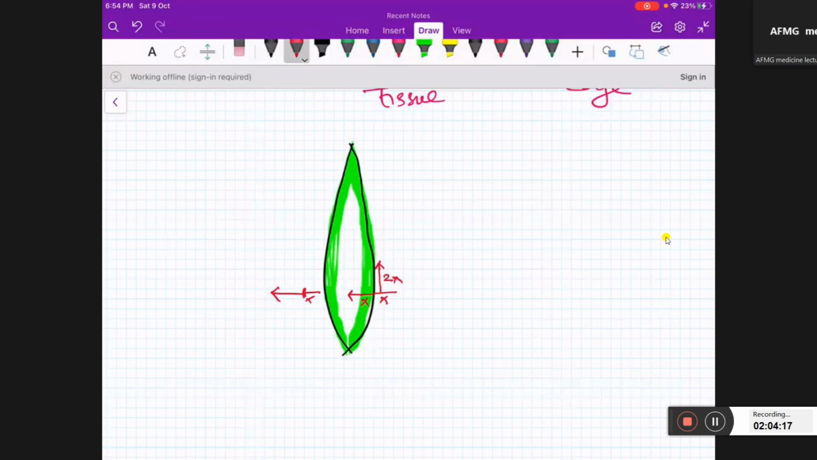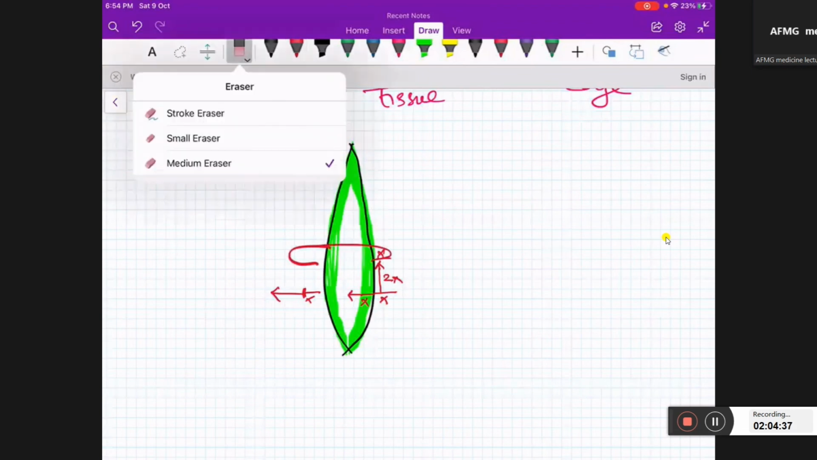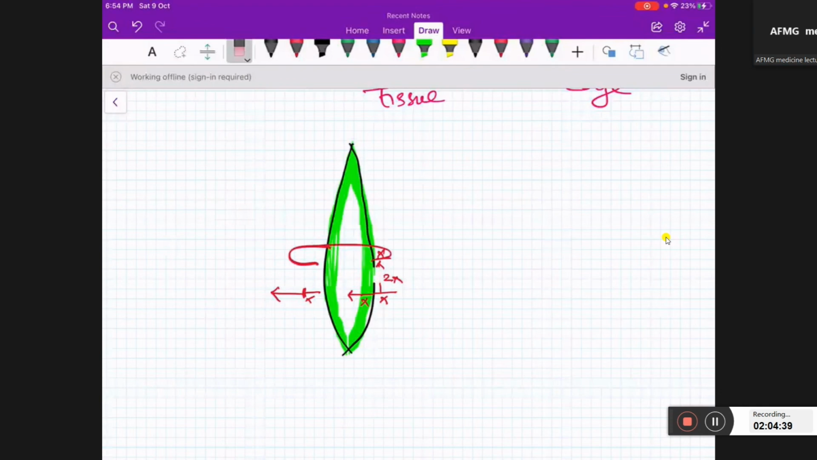Twice X. What is X? The thickness of the tissue which I am approximating. But X distance again from the free edge. I'll enter X distance, out, in, out. So I'll again apply a knot. Right? So now I'll cut it again.